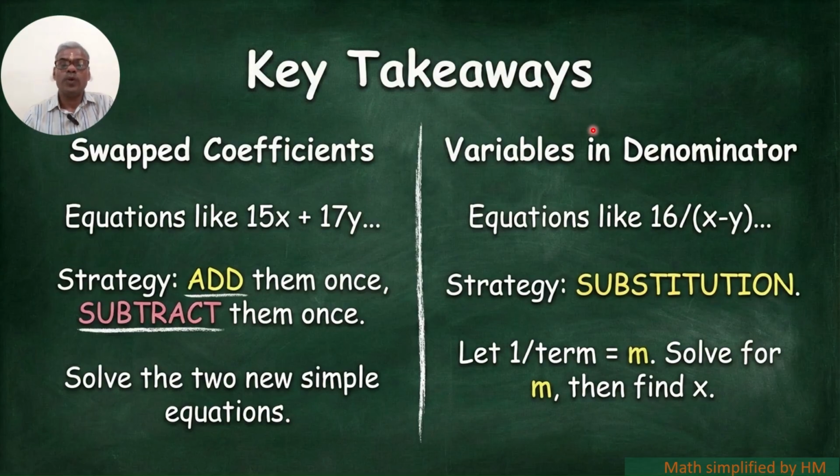Now, when variables are in the denominator, in equations like 16 upon x minus y, use a substitution strategy. Let 1 upon a term, here x minus y or x plus y, be equal to m, and 1 upon another term be equal to n, then solve for m and n to find x.